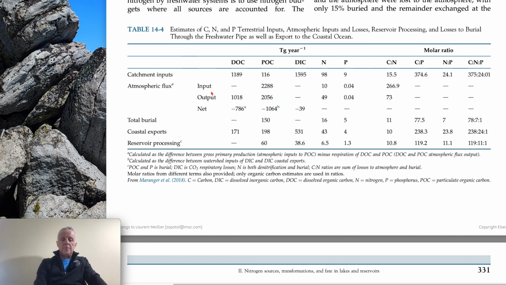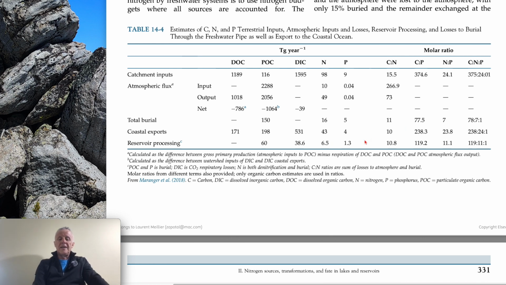Atmospheric input, so we have input, output, and net. Inputs, we have particulate organic carbon, we have nitrogen, and then phosphorus. Output, we have dissolved organic carbon, particulate organic carbon, and then some contribution from nitrogen. And so once again, carbon dominates. Total burial, so we have particulate organic matter that dominates, some amount of nitrogen burial as well. And definitely carbon dominates in terms of burial.